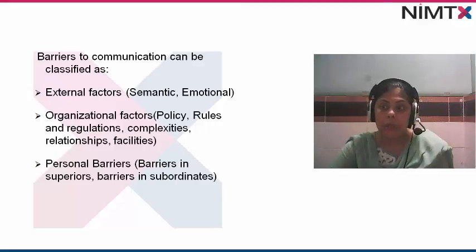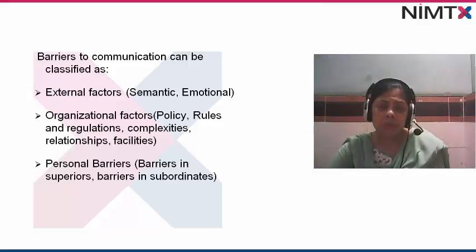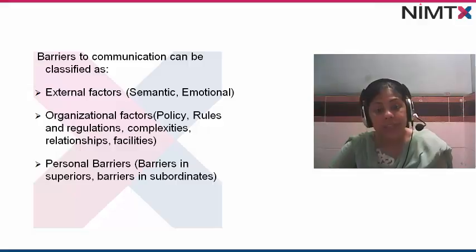There is an undue reliance on written words in the organization. So a thing that could have been done orally is being done in writing. So these are some of the emotional factors: organizational factors, policy, rules and regulations, complexities, relationships, facilities. So policy, how can policy become a barrier in communication?